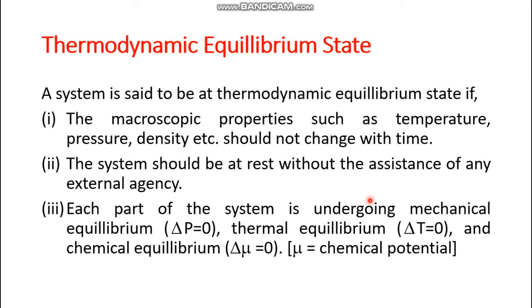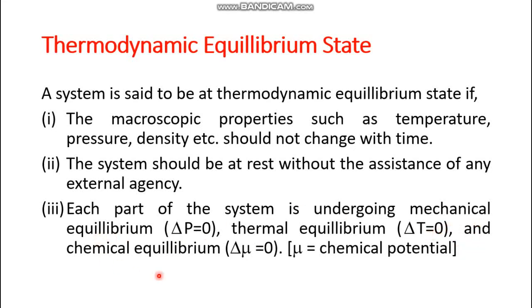And finally, each part of the system is undergoing mechanical equilibrium, thermal equilibrium, and chemical equilibrium. What is meant by mechanical equilibrium? If there is no change in pressure, that means delta P is 0. What is thermal equilibrium? If there is no change in temperature, that means delta T equals 0.